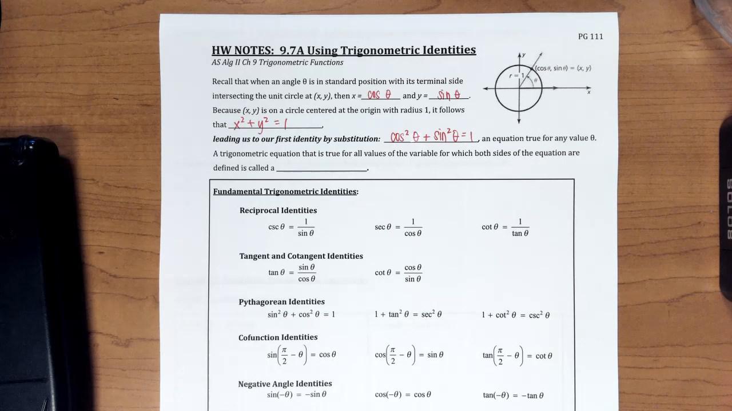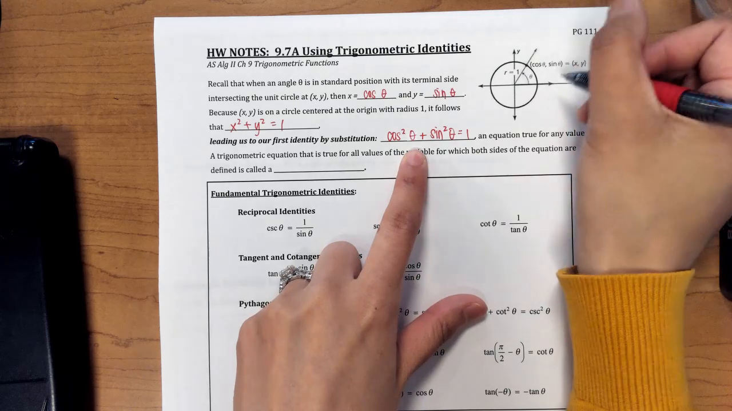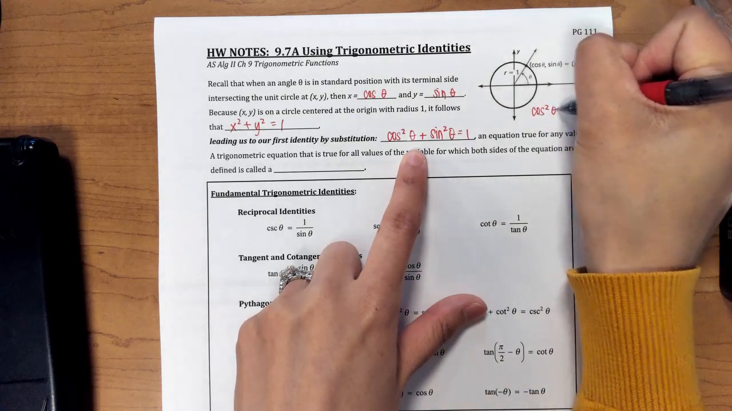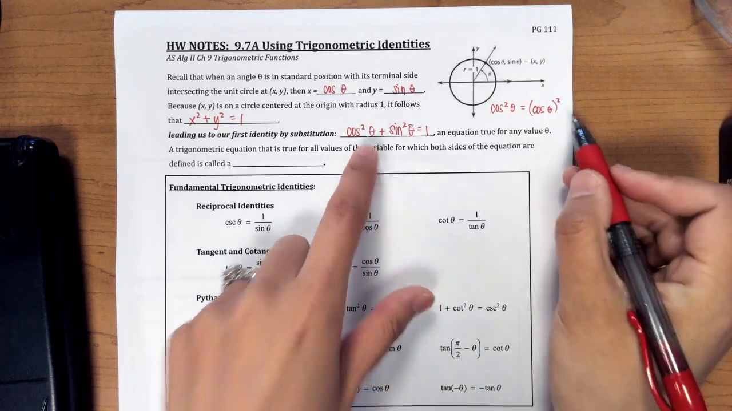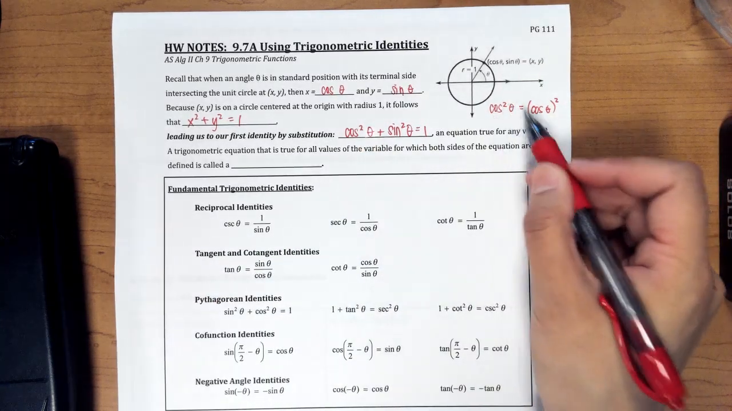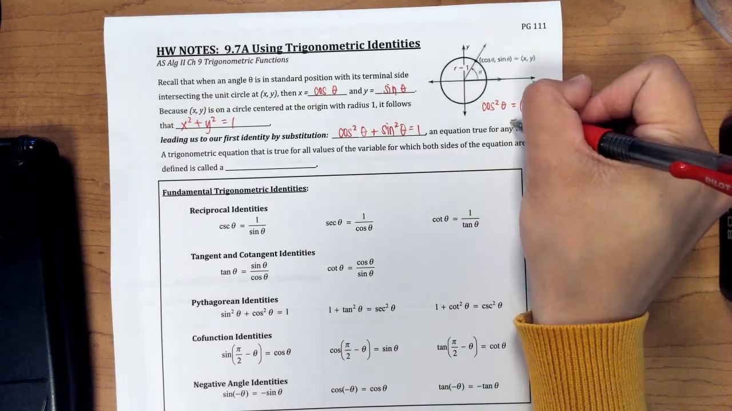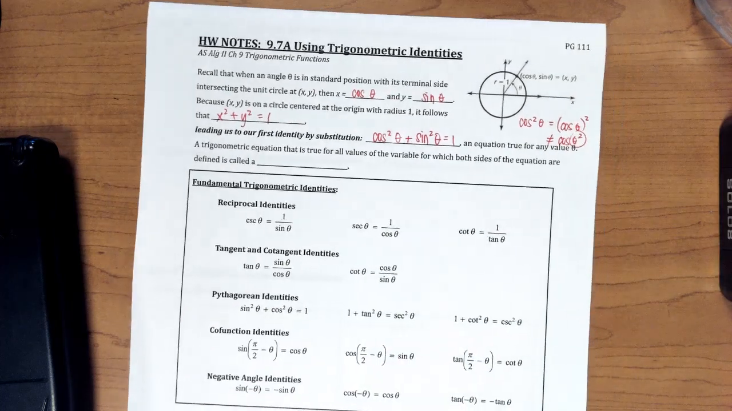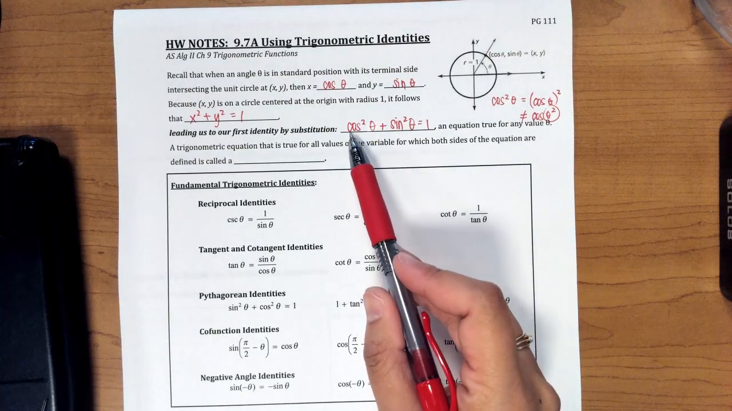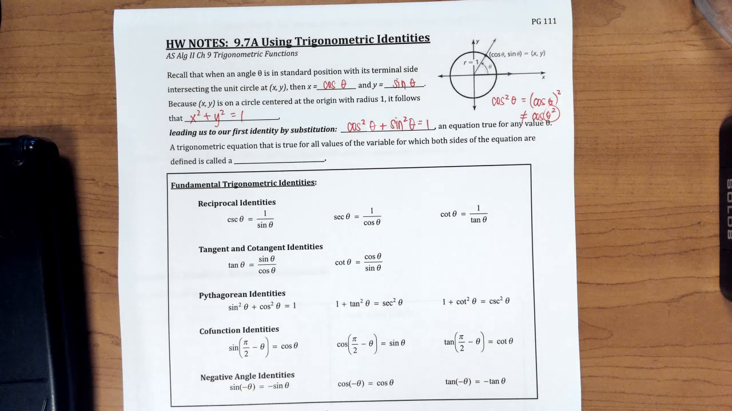Okay. Just make sure you know that cosine squared theta is the same as cosine theta squared. It's just that we write it this first way because we don't have to write parentheses then. It does not equal cosine of theta squared because you'd have to do that first. Okay? So just know that this means it's cosine theta times cosine theta plus sine squared theta equals 1. And this equation is true for any value theta.